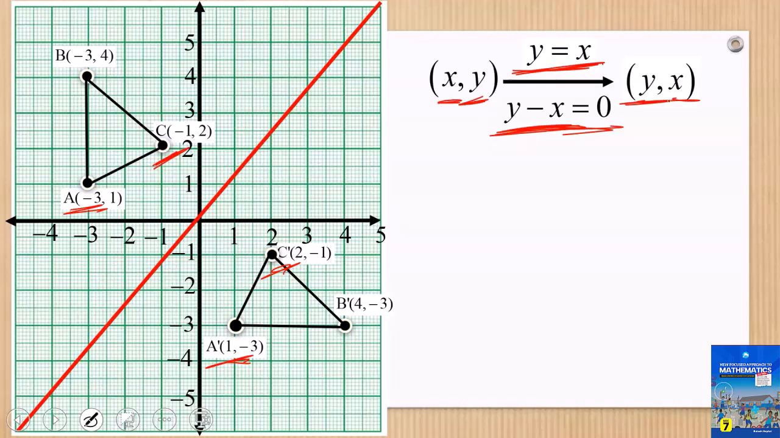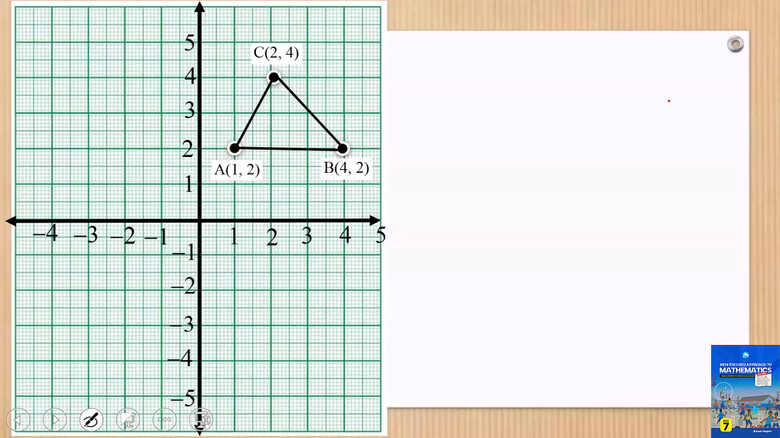Good. Let's look at the last mirror line. This time around, our mirror line is going to be y is equal to negative x. That is the line called y equals negative x.